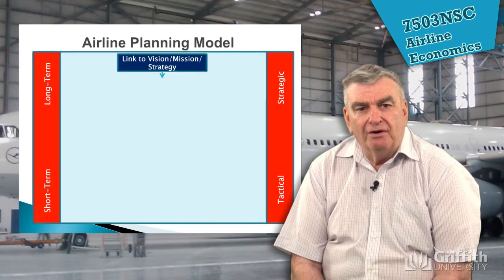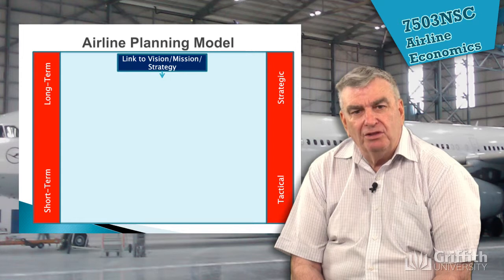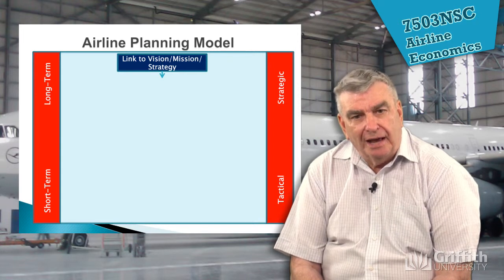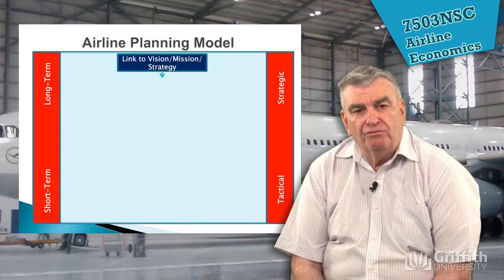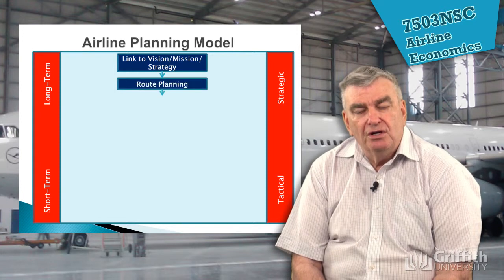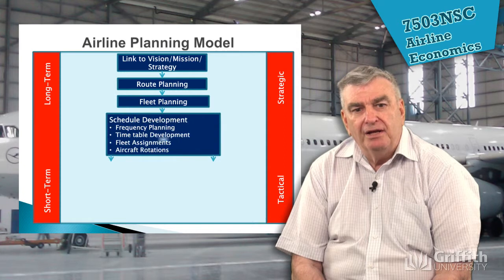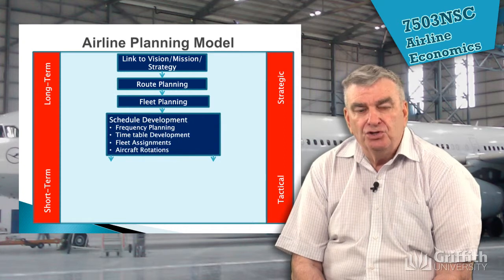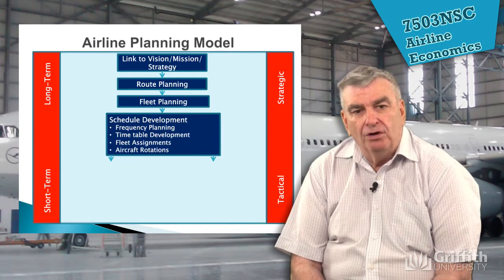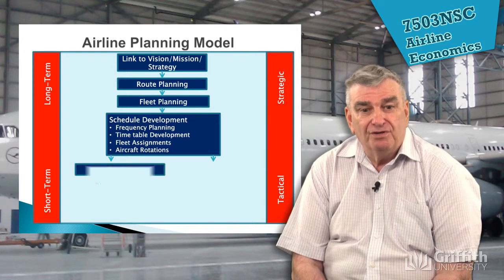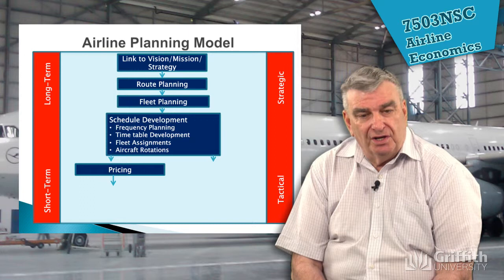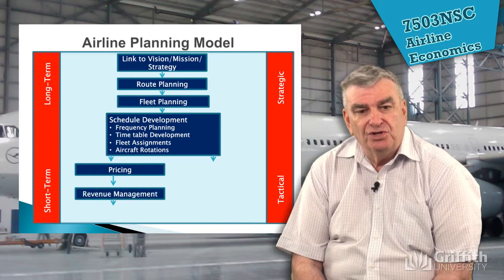Well, first of all, in our airline planning model, we spoke about the vision, the mission, the gap that had to be closed, the goals that were used to define that gap, the strategies, the route planning, the fleet planning, the schedule development. And in schedule development, we know IT is an important part of doing the what-ifs. We looked at the pricing. IT is a part of the pricing equation.